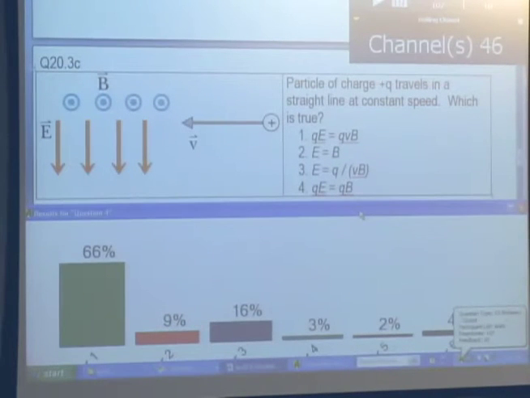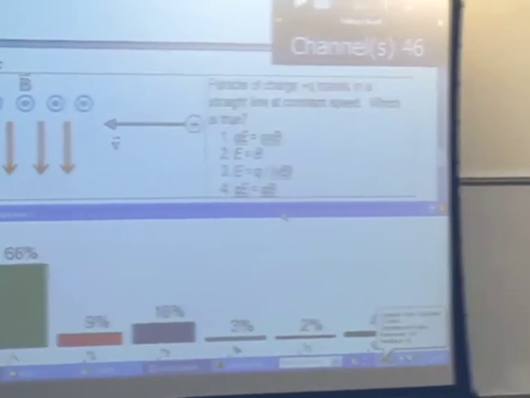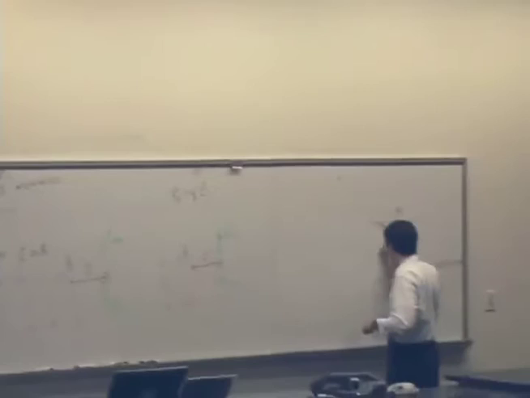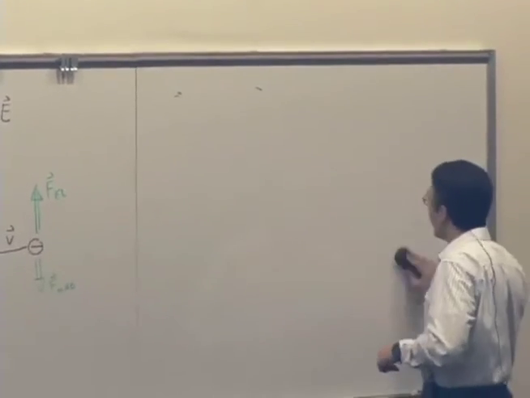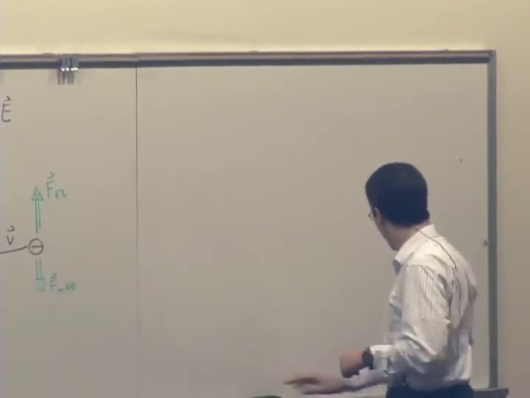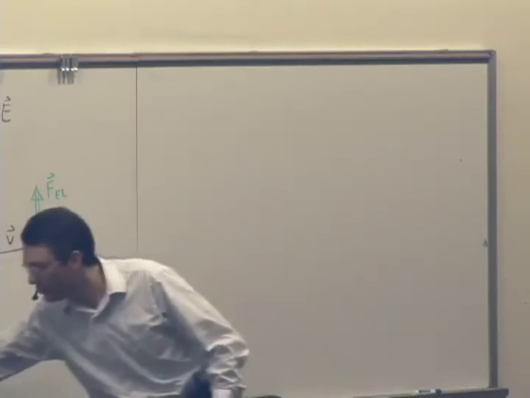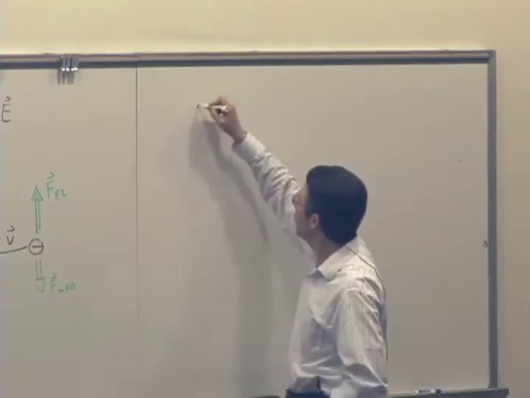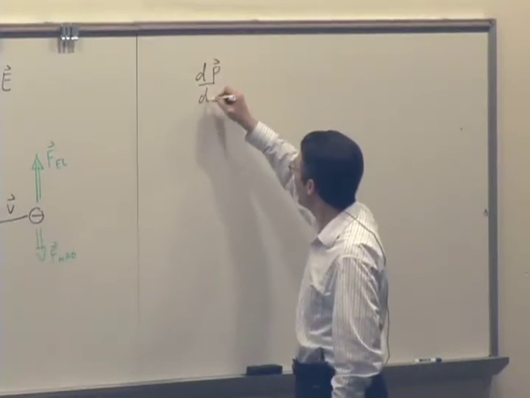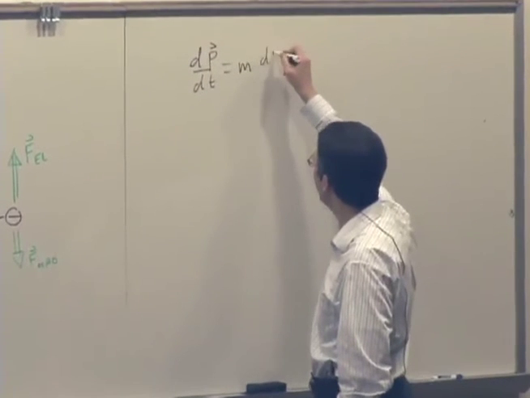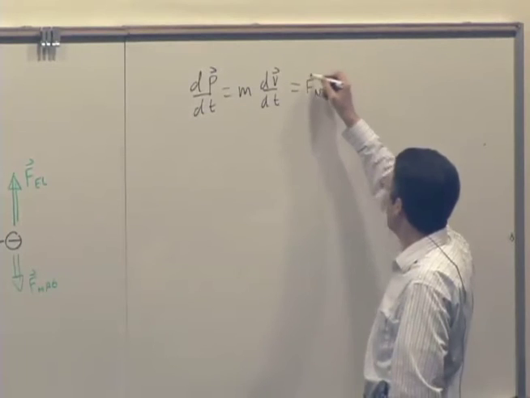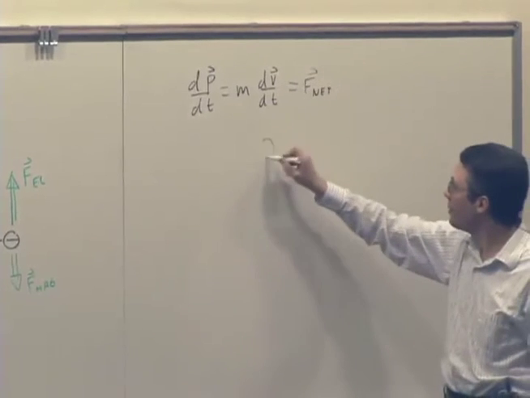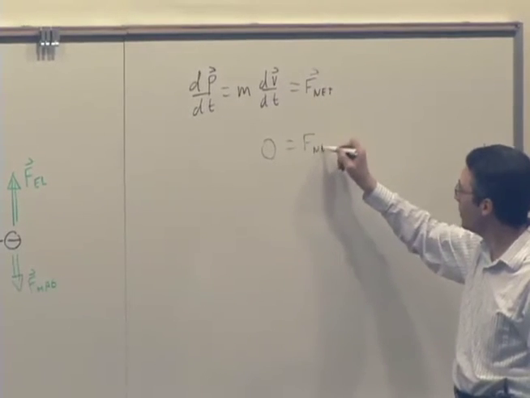We kind of gave the answer away, but the idea is that the net force on the charge has to be 0. So let's be really formal about this. The rate of change of the momentum, or alternatively the mass times the acceleration, m dv/dt, is equal to the net force on the charge. We want the acceleration to be 0. That means the net force has got to be 0.